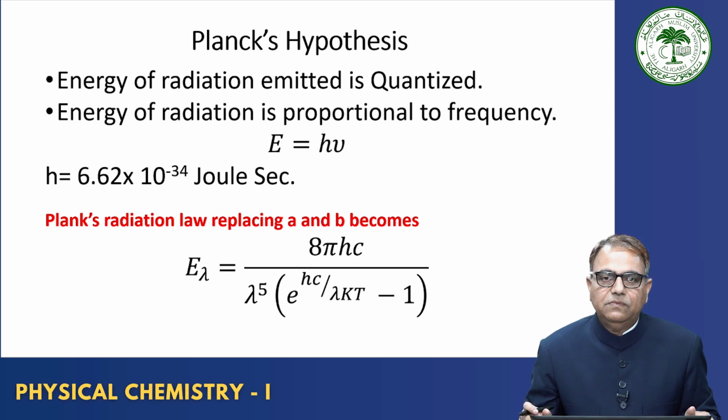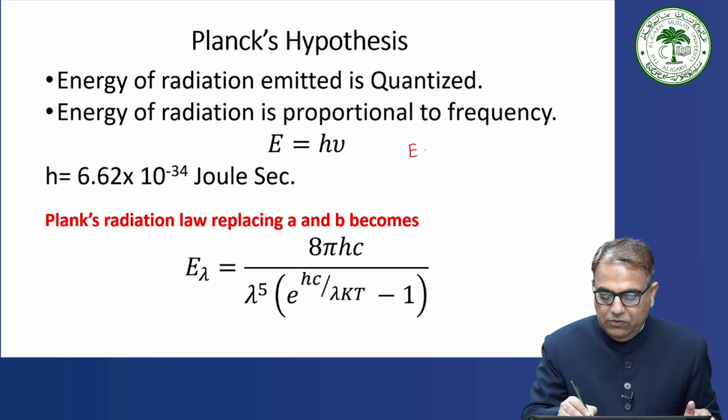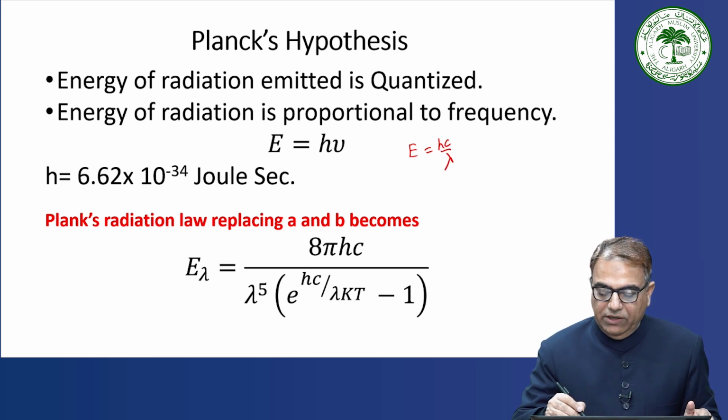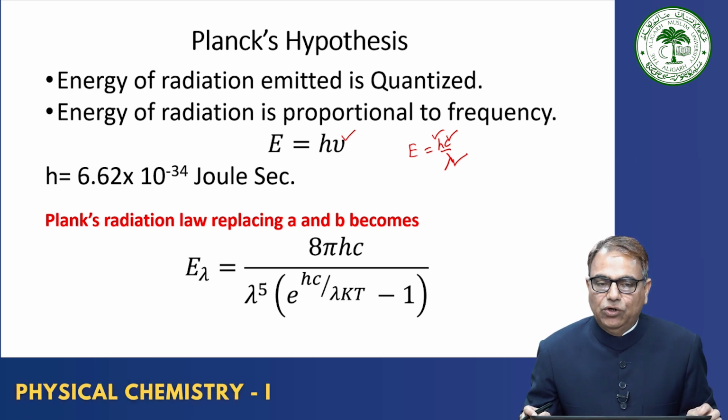So using this equation, you know that energy is equal to h nu, or nu is equal to c divided by lambda. So for any wave, you can write energy is equal to hc by lambda. Using the velocity of electromagnetic radiation, the wavelength, the frequency, and Planck's constant h, he said that A becomes equal to 8 pi hc, and B becomes equal to hc divided by lambda.